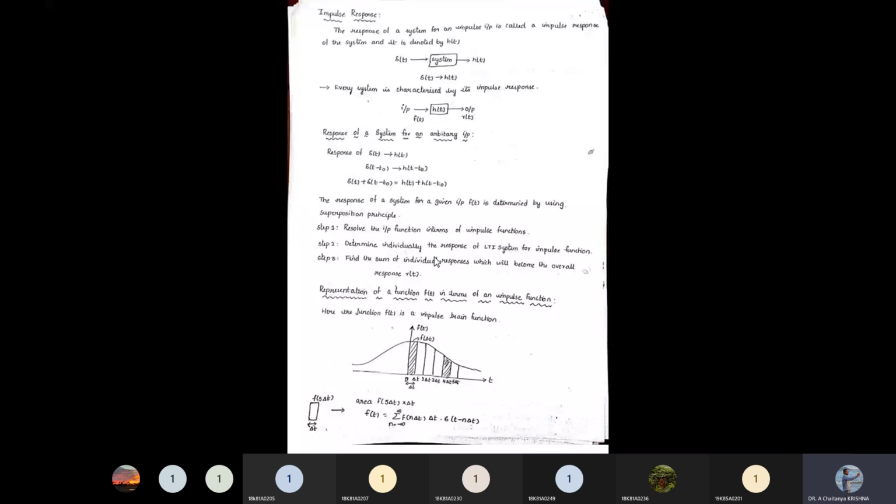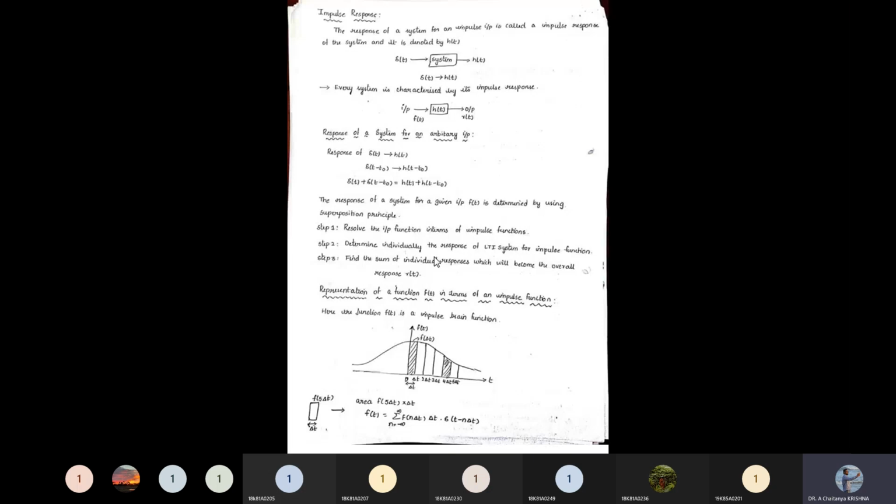Impulse response is a term you already know from the control systems subject: impulse response, step response. Again, we have to discuss impulse response in signals and systems. In control systems, the impulse response we studied was based on the Laplace transform. Now, in this unit, we have to study the impulse response based on the Fourier transform.